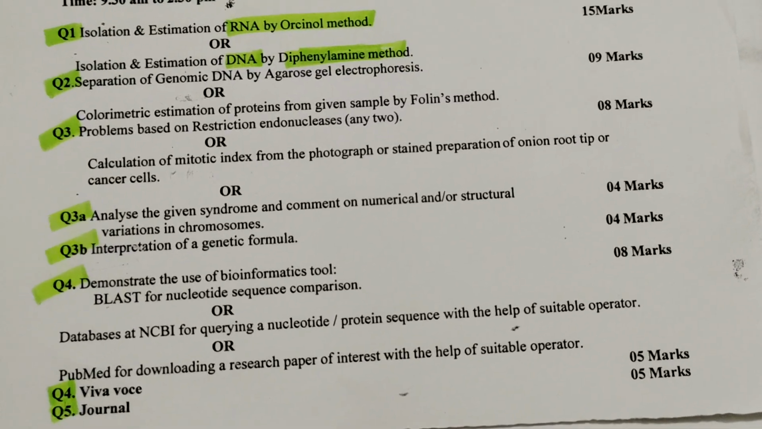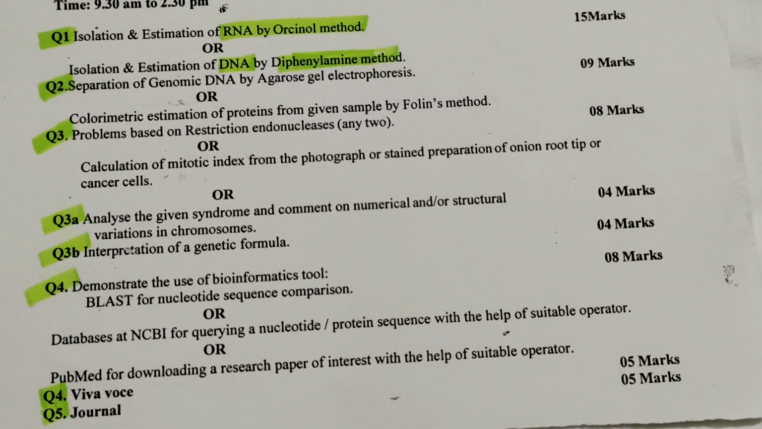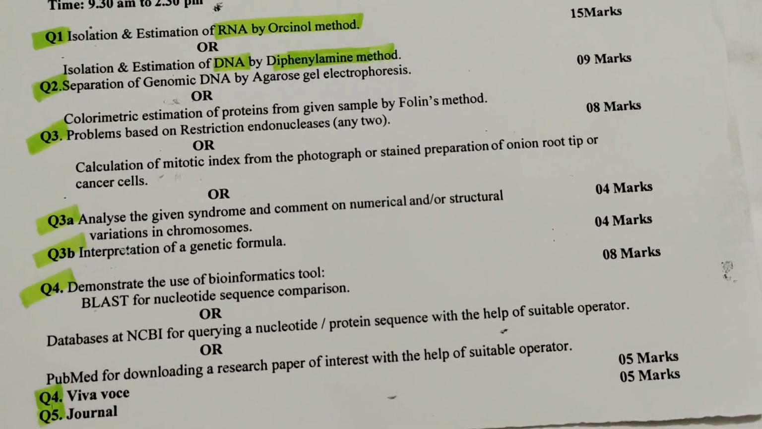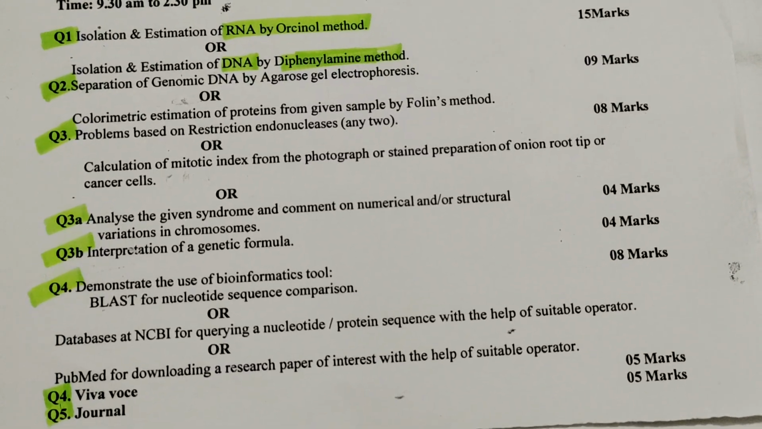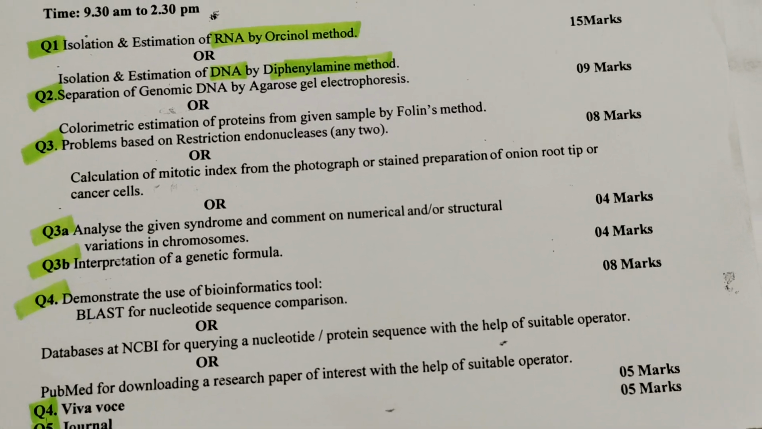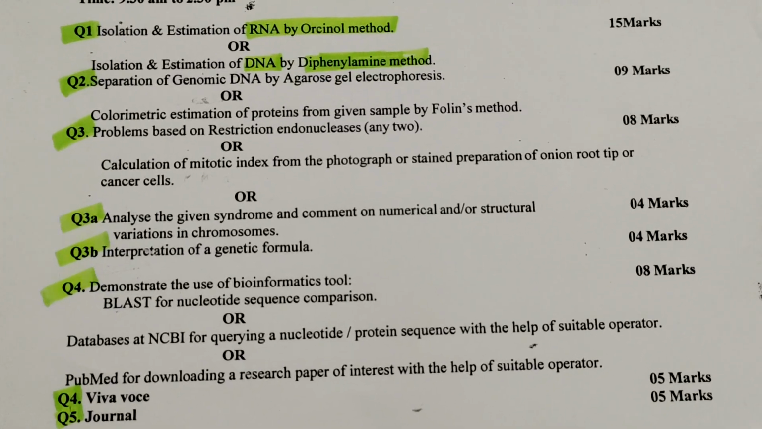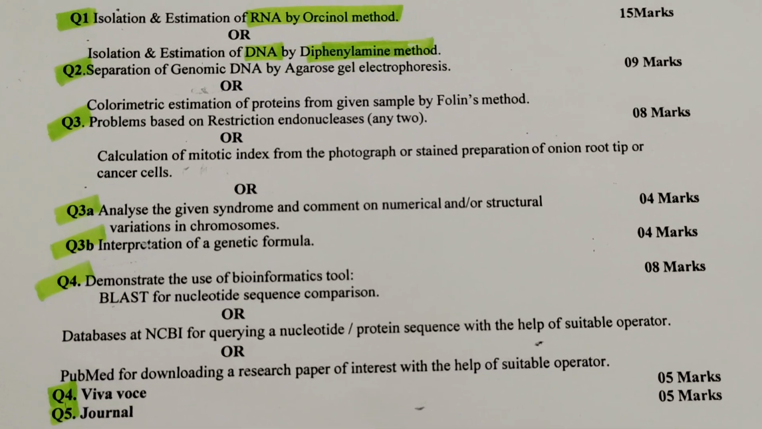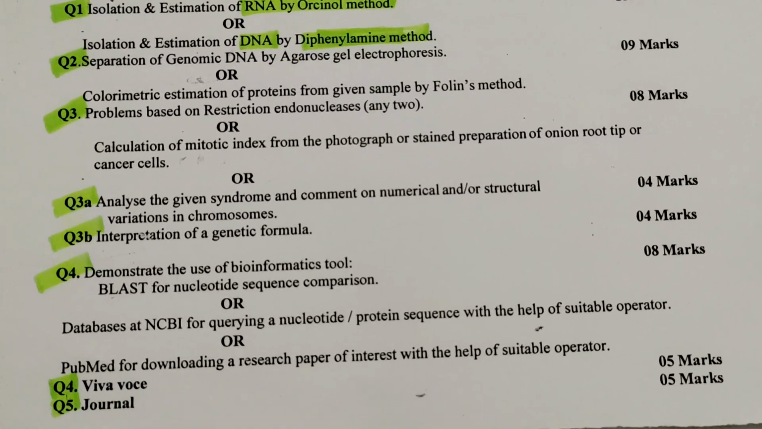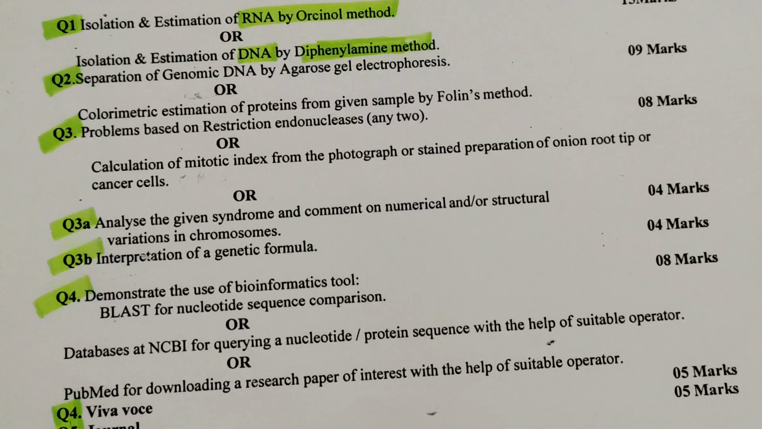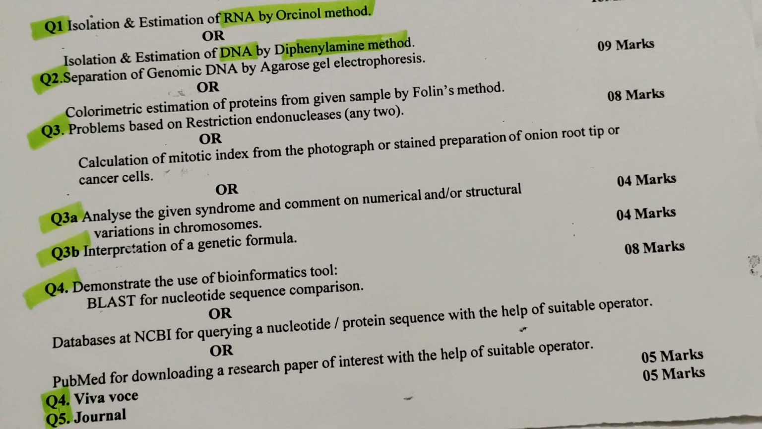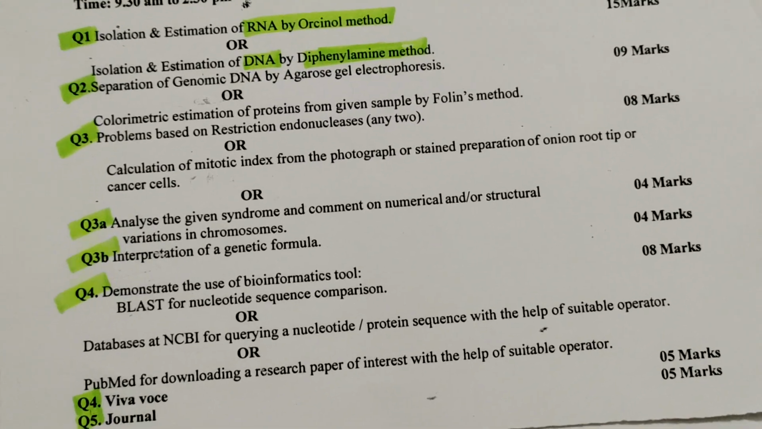Or the alternative is to analyze the given syndrome and comment on the numerical or structural aberration or variation in a chromosome. So a karyotype will be given to you, like Down syndrome, 21 trisomy, Edward syndrome, 18 trisomy, or Patau syndrome, 13 trisomy. Using that karyotype you are supposed to identify which syndrome it depicts. Or it could be a normal one also. If there is no syndrome, a normal karyotype can also be given.